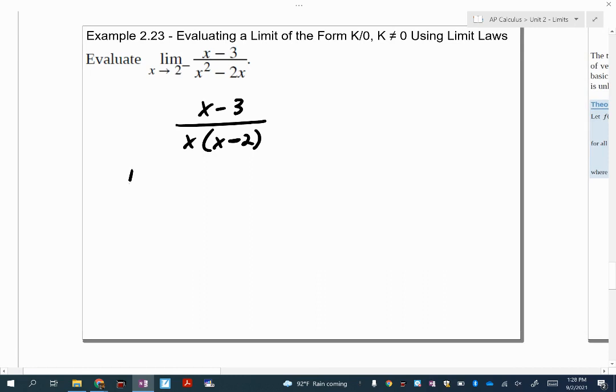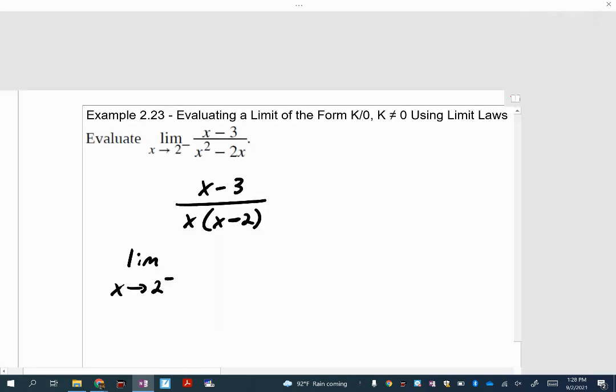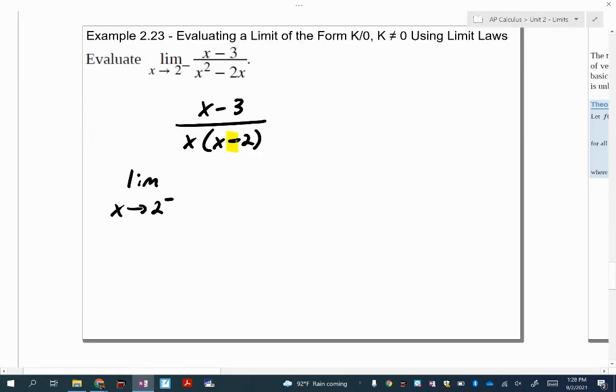This is really interesting. The only piece that is a problem right now is the fact that if I were to plug in 2, I would get 0 when I plug the 2 into here. So you can actually split this up to be x minus 3 over x, because that one's fine, and then times the limit as x approaches 2 from the left of 1 over x minus 2. That's the one that's a problem.